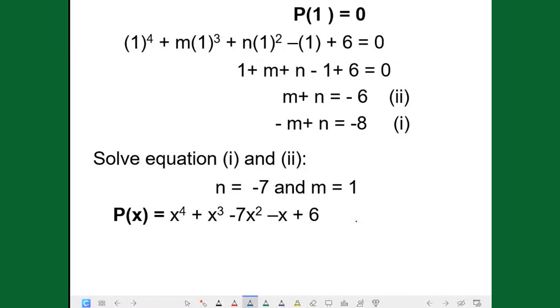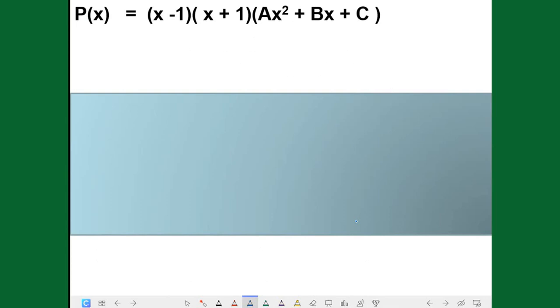Okay, kat mana ni? X^4, 7 plus 6. Okay, macam ni. So P(x) ini you dapat x^4 plus x^3 minus 7x^2 minus x plus 6. So kita nak cari apa? Soalan dia, find all the roots. Hence, find all the roots means that you can use calculator lah.